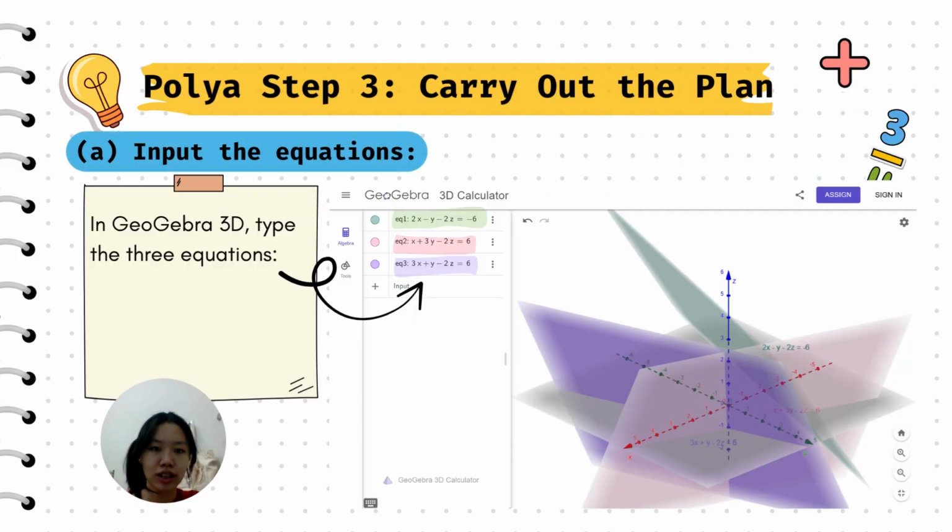Polya Step 3. Carry out the plan. First, input the equations in GeoGebra 3D. Type the 3 equations: 2x minus y minus 2z equals negative 6, x plus 3y minus 2z equals 6, and 3x plus y minus 2z equals 6. The diagram shows the 3D visualization generated in GeoGebra. Each colored plane corresponds to 1 equation.